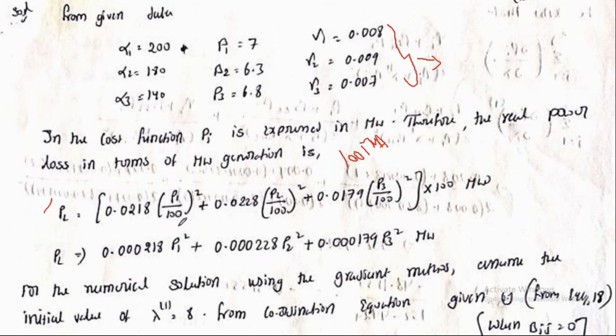You have to write like this. So 0.018, instead of P1, you have to write P1 by 100. If they give 1000, it means P1 by 1000, whole square, like that. So substitute P1 by 100 whole square and finally into 100. Why? Because the per unit value is always shown as a fraction, like 0.02 per unit, right? So you have to multiply with 100.